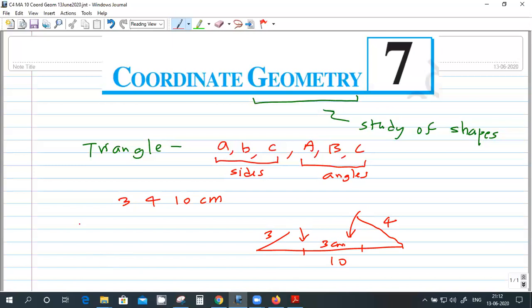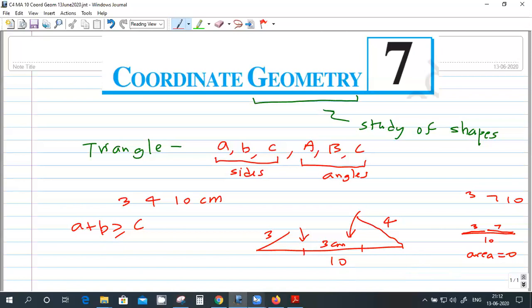So that condition should be satisfied: the sum of any two sides is greater than the third side. What about 3, 7, 10? 3 plus 7 is equal to 10, so can it form a triangle? This is 3 and this is 7. The area will be 0. It won't form a proper triangle; it is a triangle of area 0. If the sum is greater, then it's a triangle with finite area.